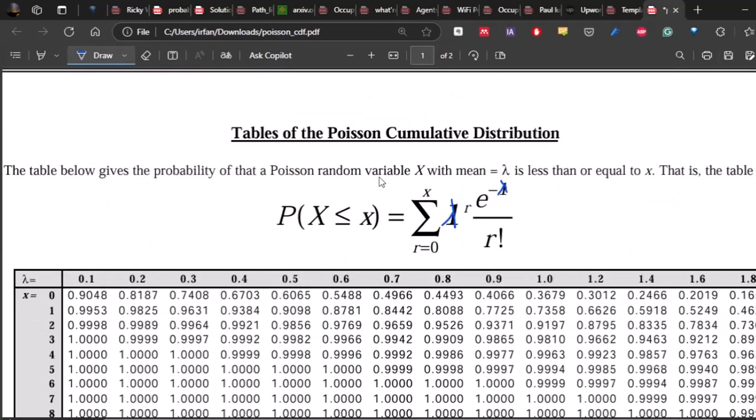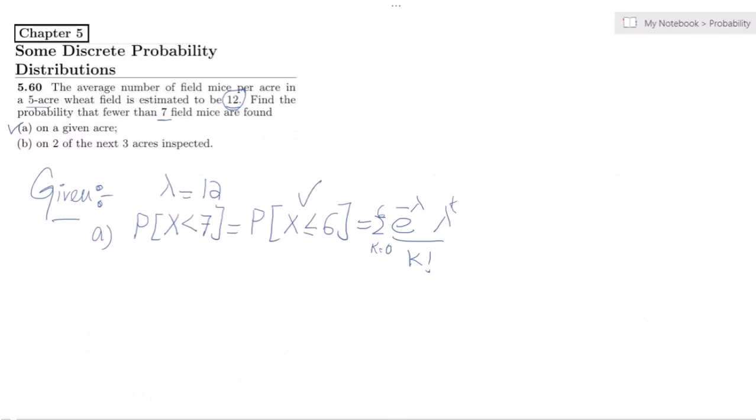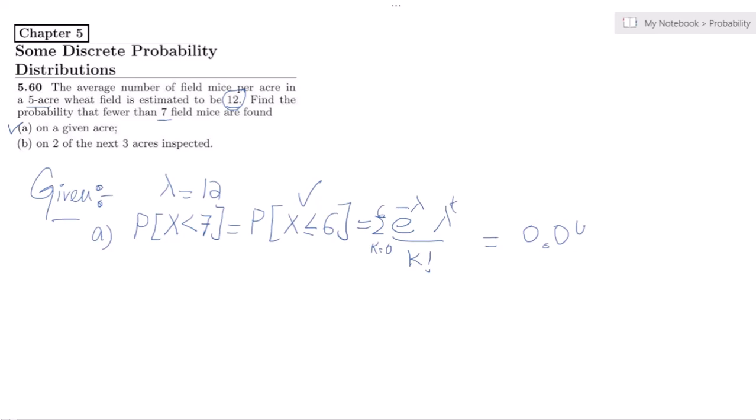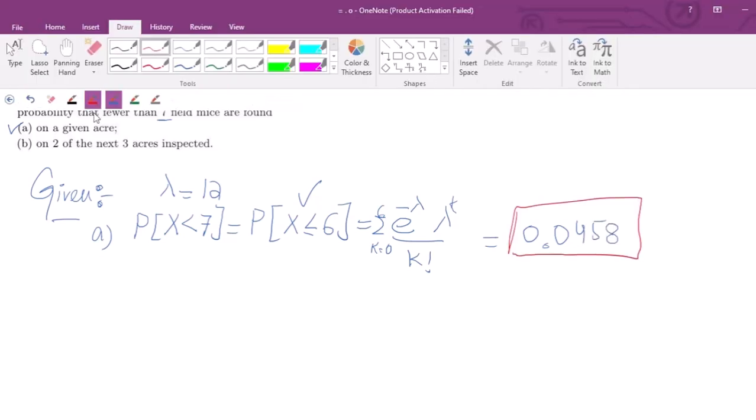You can see that this is the value we have to find out, and this is the similar formula we have in this question. Using this and finding the value, we have found that it is 0.0458. Let me write it here: 0.0458, and this is the solution of part A of my question. Let me move to part B of my question.